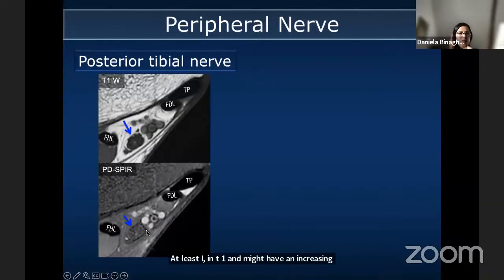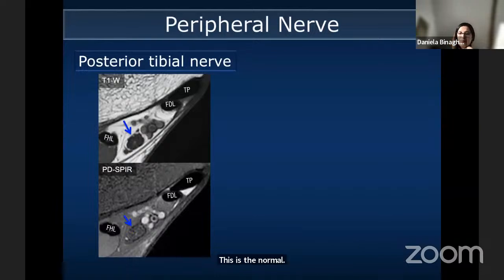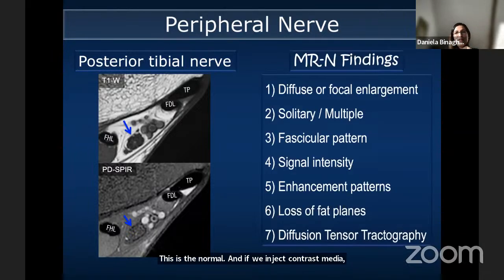This is the normal nerve. And if we inject contrast media, the nerve will not enhance, a normal nerve. Then which are the MR findings that I will look for? Well, first, we need to see if this enlargement of the nerve is diffuse or focal, if it is solitary or multiple.